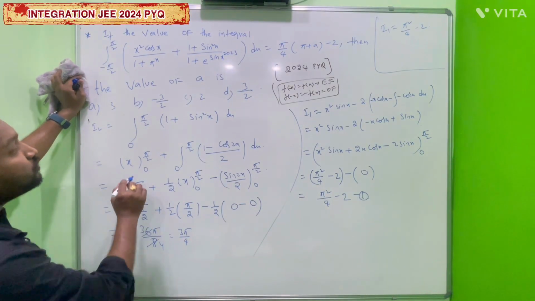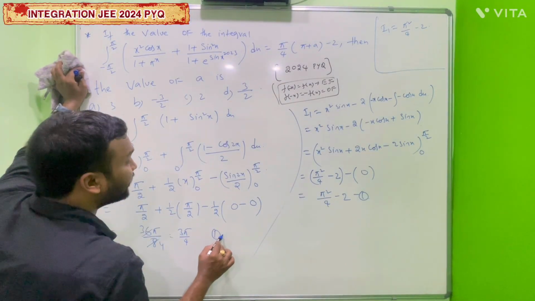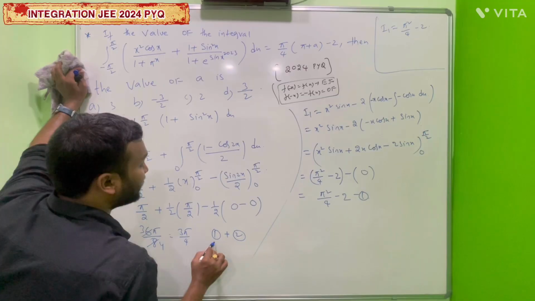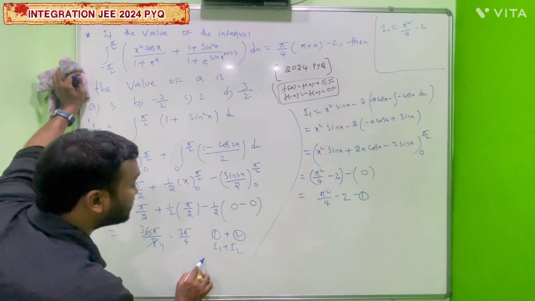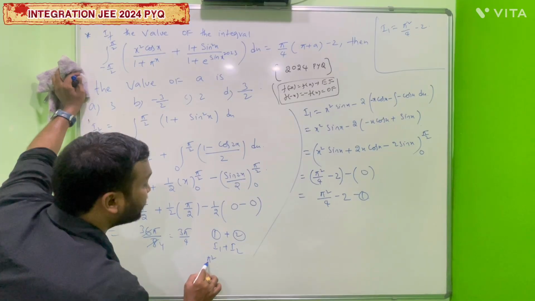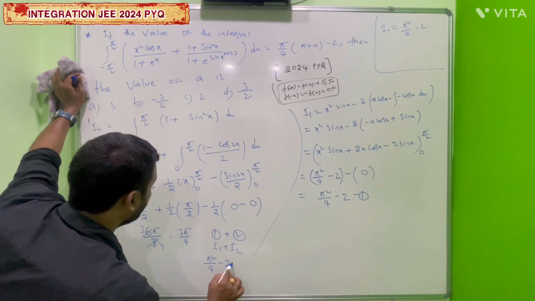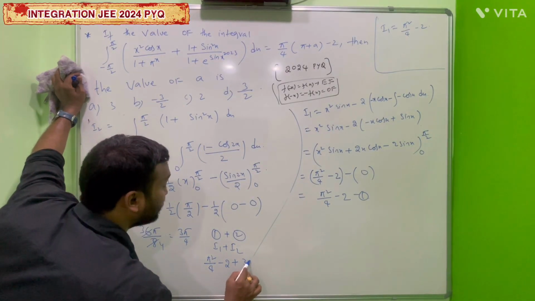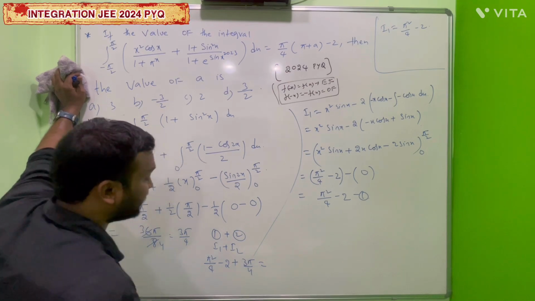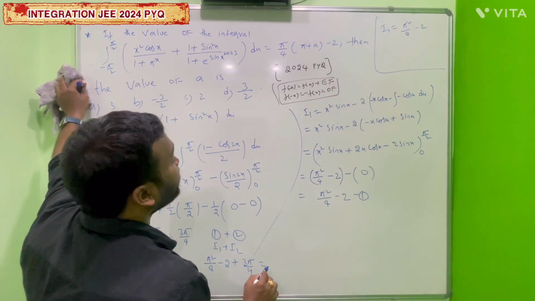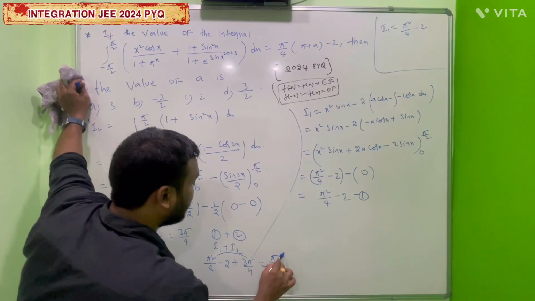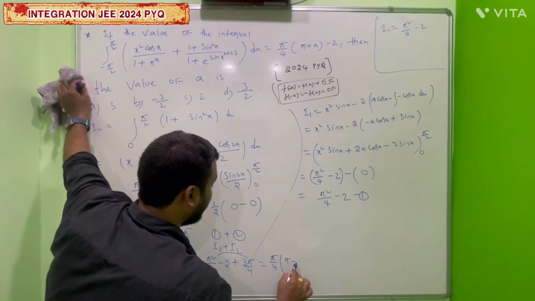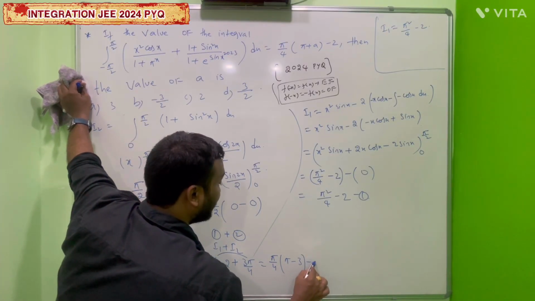Now add 1 and 2. So what happens here? Add 1 and 2, I1 plus I2. What is I1 here? Pi square by 4 minus 2 plus 3 pi by 4. So from this one we can write here, what you have to take common? Pi by 4 take common here. From this one, if you take pi by 4 common, what happens here? Pi minus 3 minus 2.